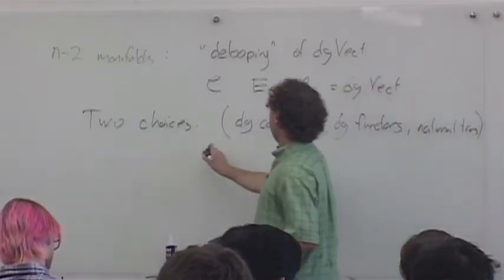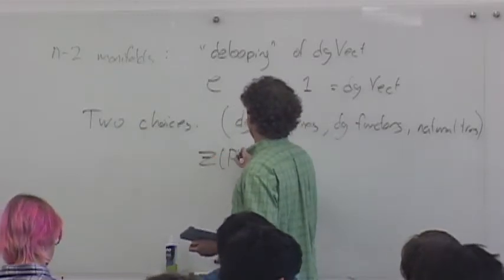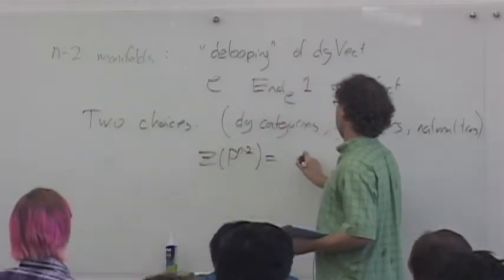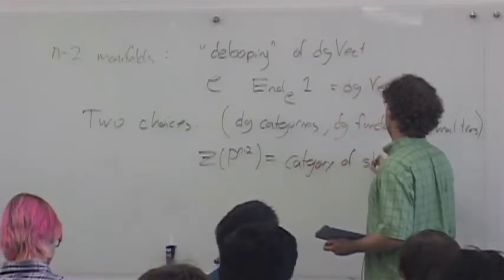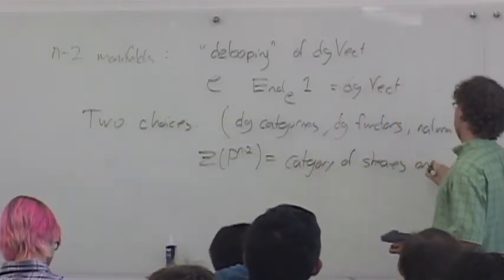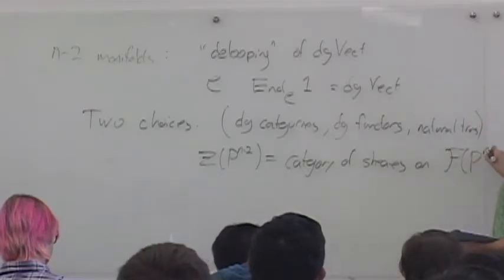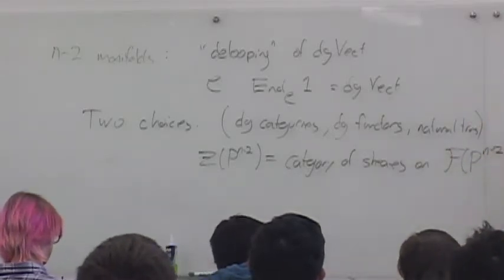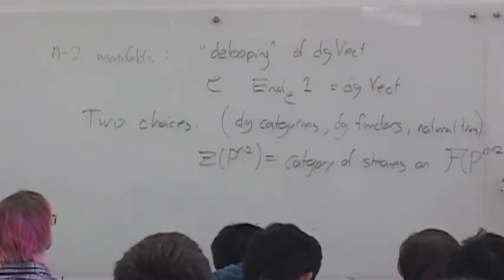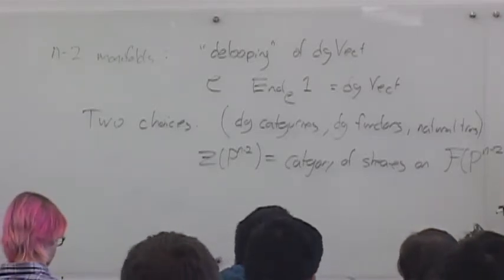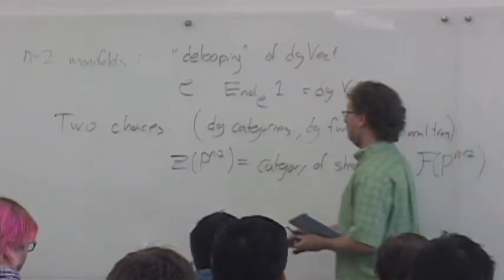And so in this picture, I'm going to think that Z of an n-2 manifold is going to be some kind of category, or DG category, of sheaves on fields of Pn-2. Before we had some kind of functionals, now we have functionals valued in vector spaces. So vector space valued functionals on the space of fields. So that's going to be a useful choice.